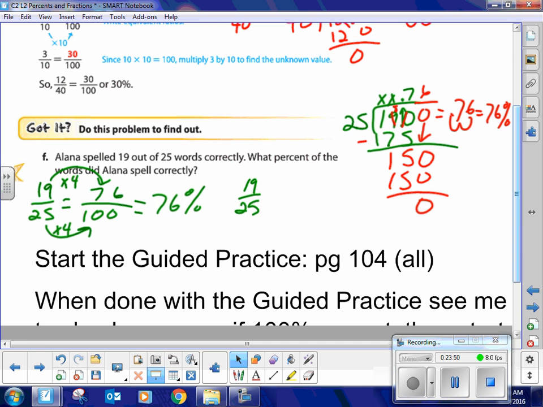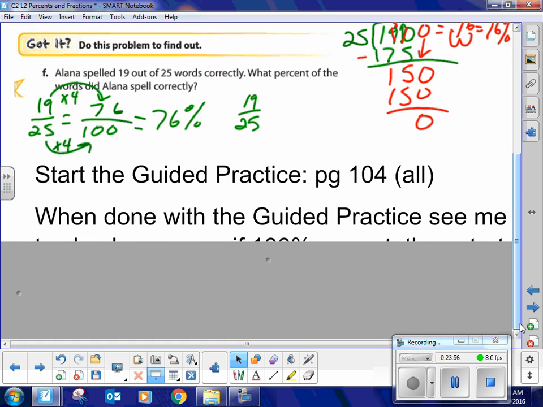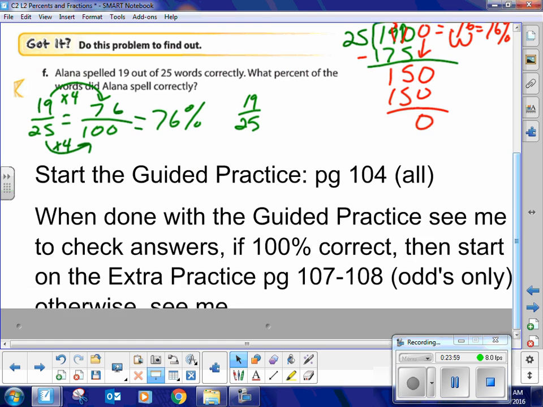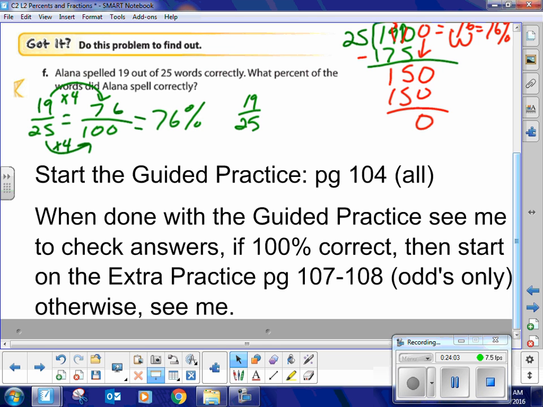Start the guided practice. Do page 104, do them all. When done with the guided practice, see me to check the answers. If 100% correct, start on the next practice. If not, correct what you haven't done. If you've missed too much, come and see me so I can correct what's wrong. And remember that the extra practice is both pages, 107 and 108, odds only. Thank you very much and good luck.